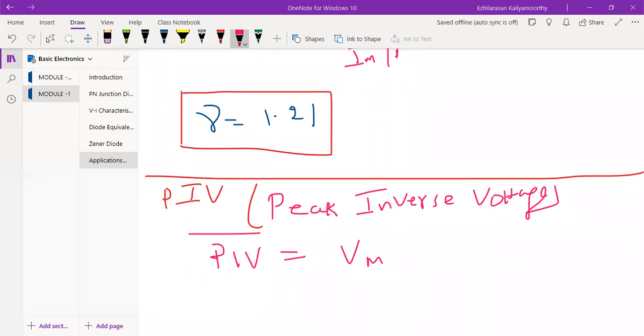Okay. Next, we need to know the regulation of a half-wave rectifier. That is also something we need to calculate.